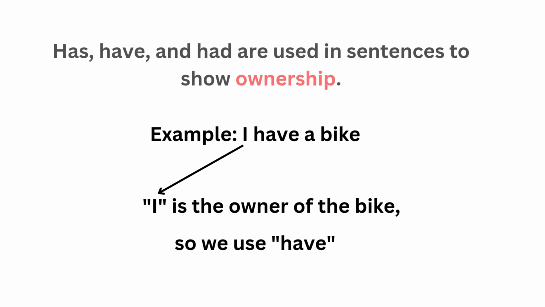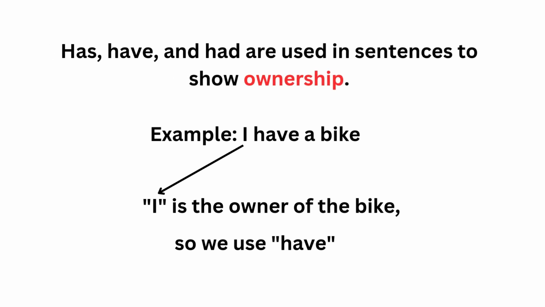First one, has, have, and had are used in sentences to show ownership. Example, I have a bike. Here, I is the owner of the bike, so we use have.